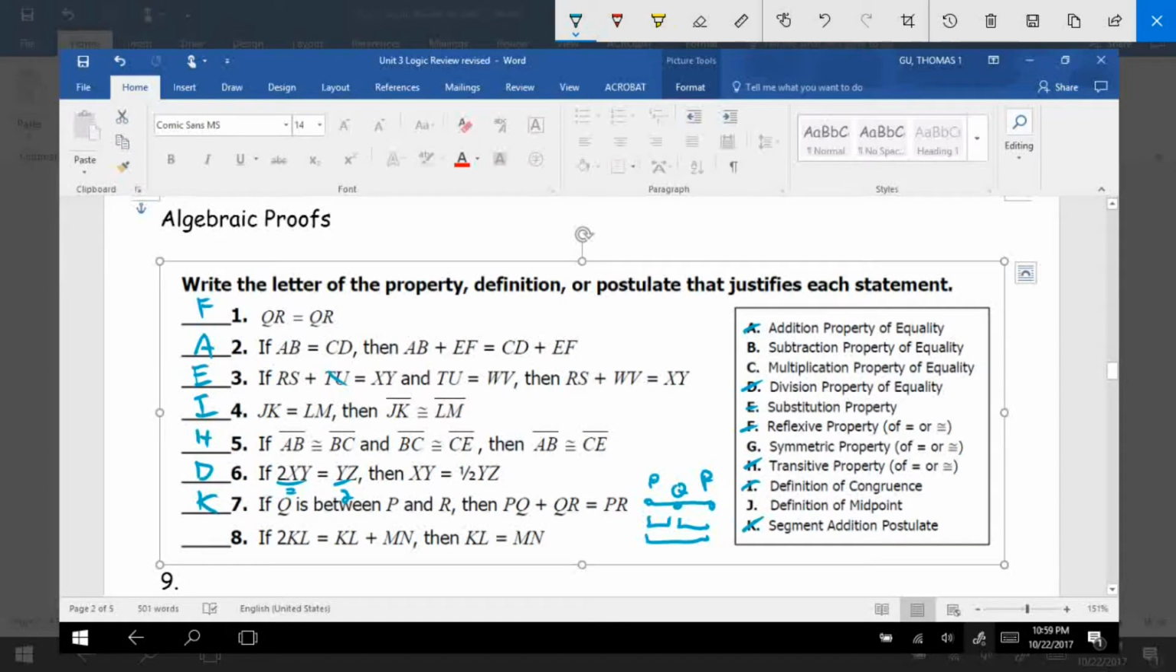And last one, 8. If 2KL equals KL plus MN, then KL equals MN. They subtracted a KL from both sides, and then boom, we had KL equals MN. So that means we use the subtraction property of equality, B. So our answers were F, A, E, I, H, D, K, B. And that is the end of numbers 1 through 8.